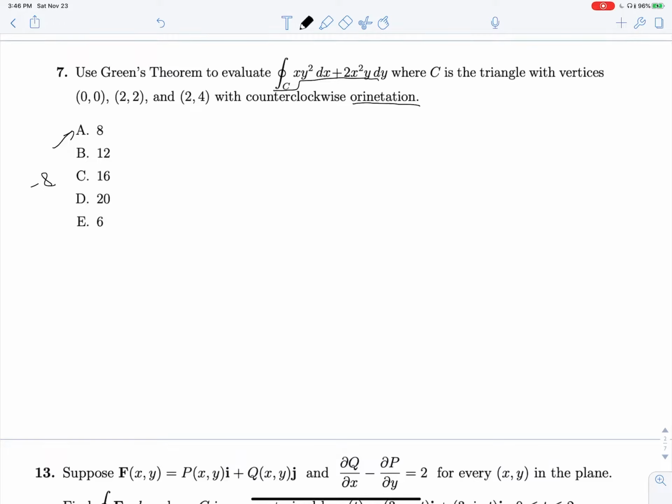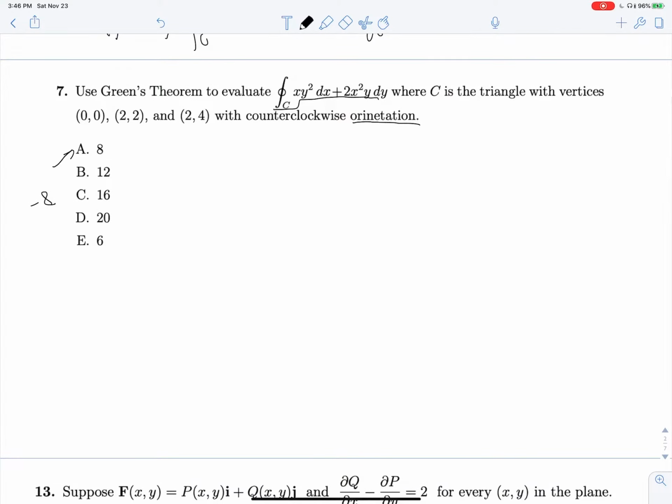And so let's see. We know that what we need to do for Green's theorem is to take the derivative of this with respect to x and take the derivative of this with respect to y and subtract this guy from this guy. So let's do that. We're going to get the double integral over a. Nope, I keep doing that. I'm not used to writing these.